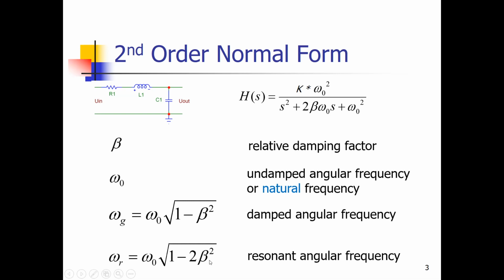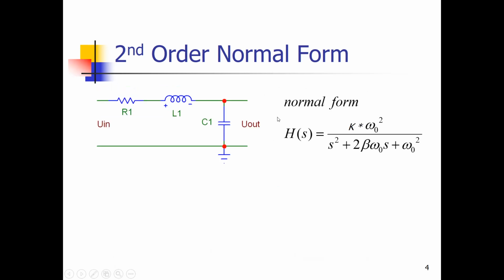Well, so that's the definition in general of a second order transfer function. Now again, let's look at our system, our RLC system, and compare that with the normal form of a second order system and try to calculate omega 0, beta, and k.